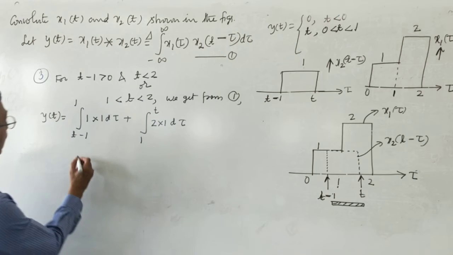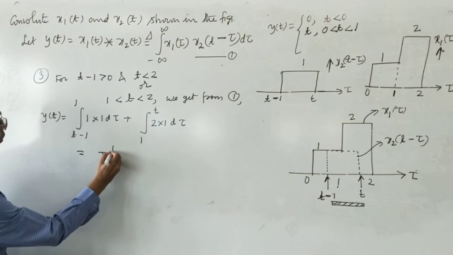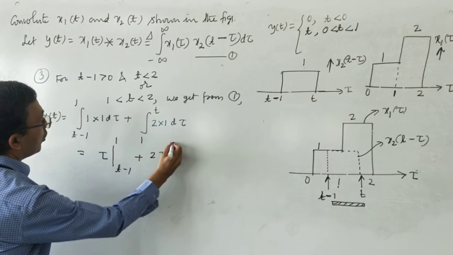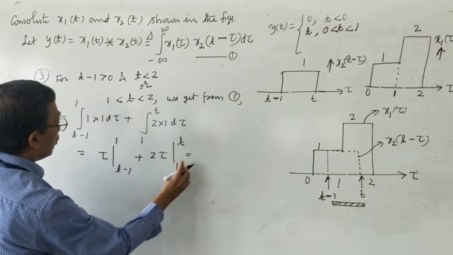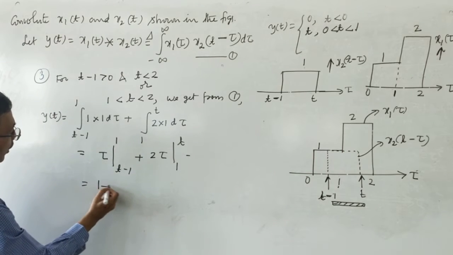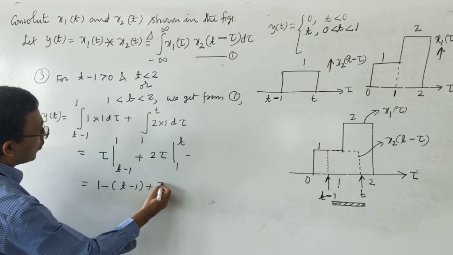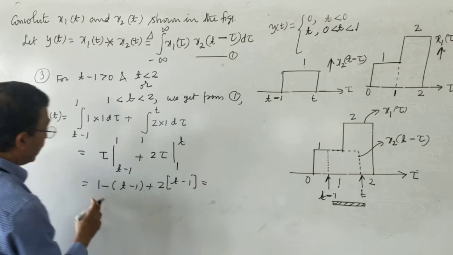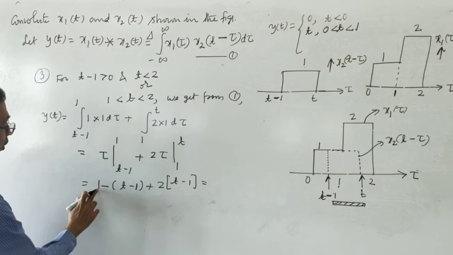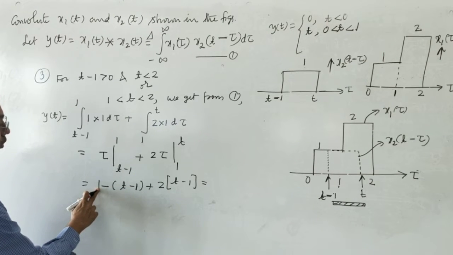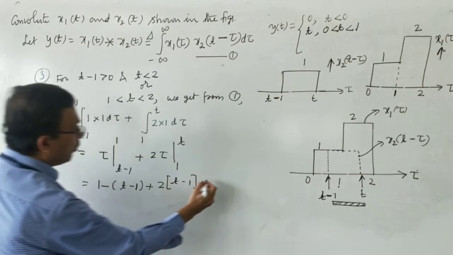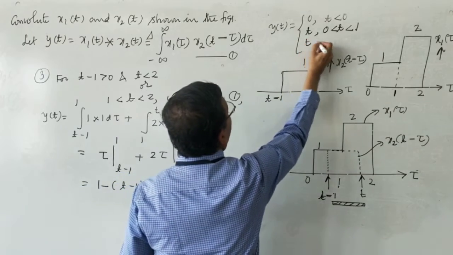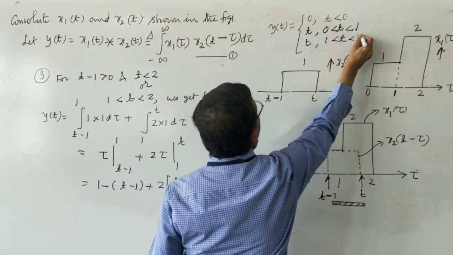Now this has to be integrated. So if you integrate 1, you get tau between t minus 1 and 1. This, if you integrate, you get 2 tau between 1 and t. So put the limits: 1 minus of t minus 1 plus 2 into t minus 1. So what is the result? This is 1, this becomes minus t, 2t becomes t. I'll write the answer over here. T for t between 1 and 2.